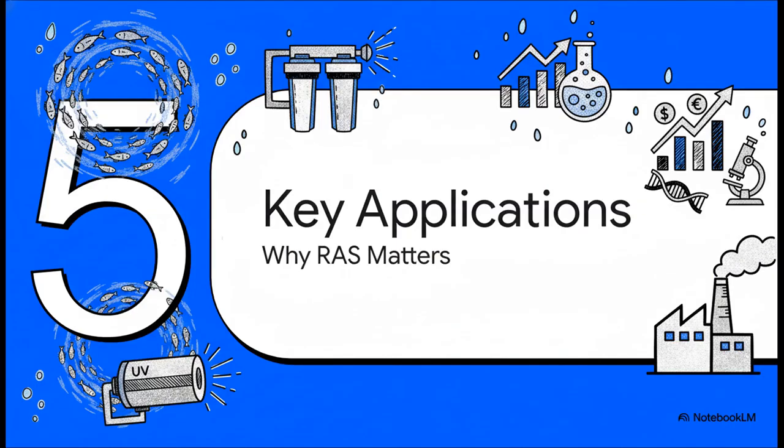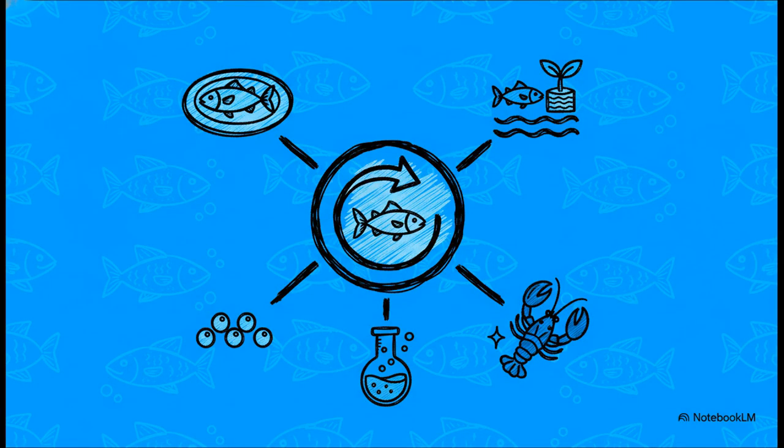So we've spent a lot of time on how a RAS works. Now let's talk about why it's so important. Where do we actually see this technology making a difference out in the real world? And the answer is, well, in a lot of places. The applications are incredibly broad. You see it in everything from large-scale food fish production and integrated aquaponics farms to highly sensitive hatchery operations, the farming of specialty high-value species, and of course, in research and education.